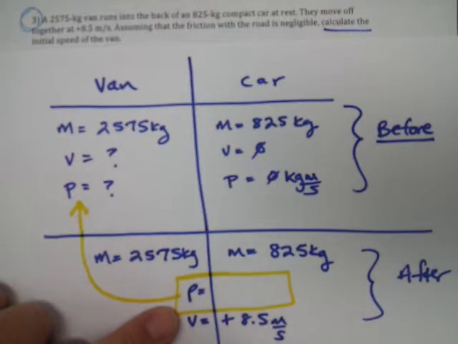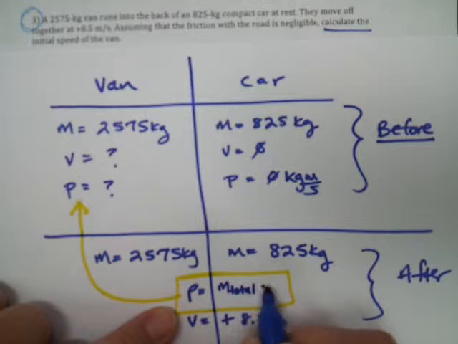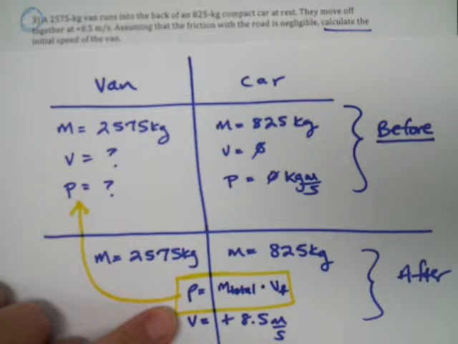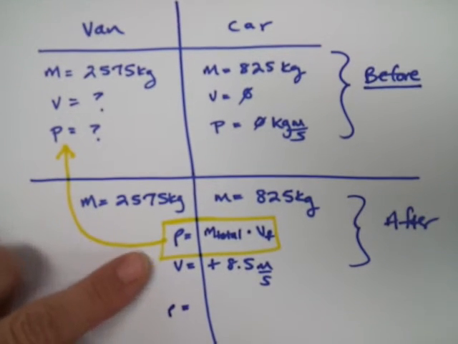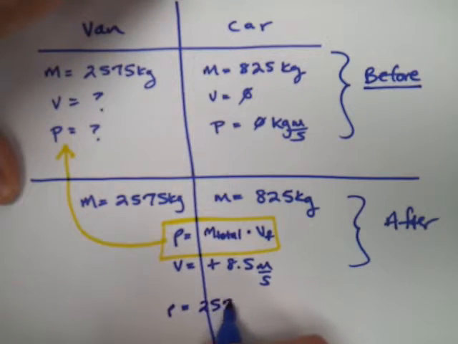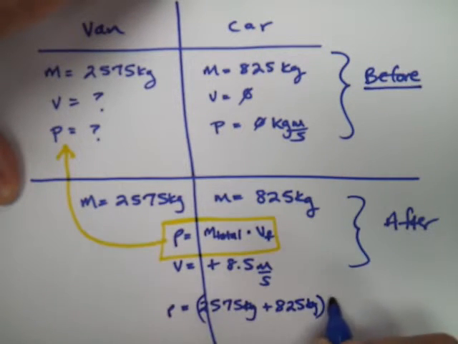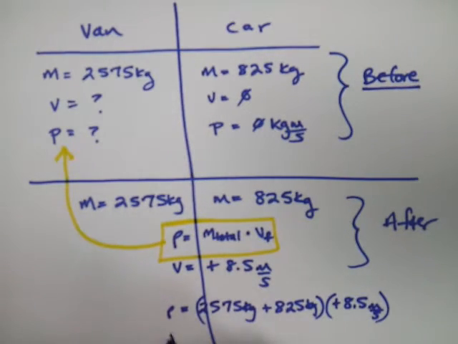So P equals m times v, but it's the m total times the final velocity of the two automobiles together. So I'll write it on here. So P equals these two masses times positive 8.5 meters per second. So the momentum is going to be a positive 28,900 kilograms meter per second.